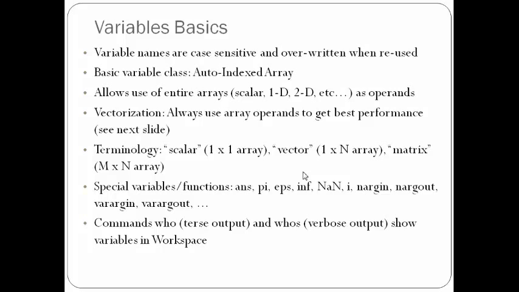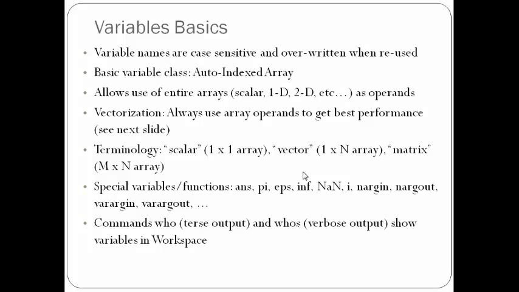Terminology: a scalar is a one by one array. This means a variable which is single in nature; there is no concept of an array. Next is the vector, a typical one-dimensional array, which is mostly 1 cross n or n cross 1. Then comes the matrix, which is basically an m cross n array, with m rows and n columns.